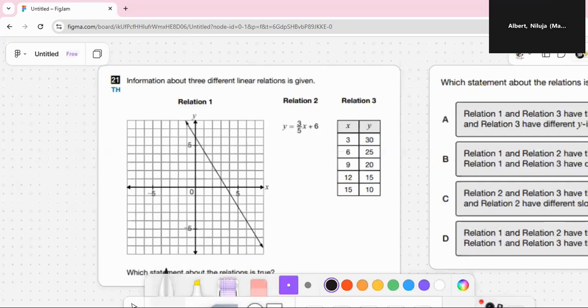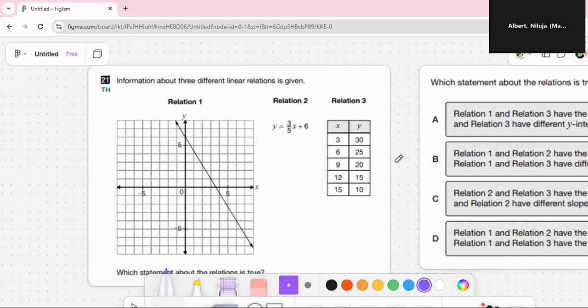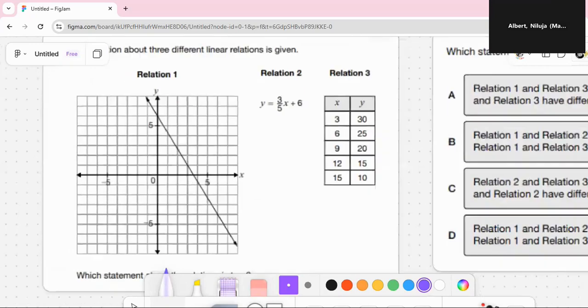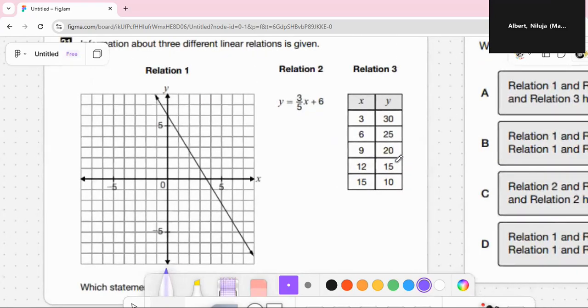We're back to linear relationships, and we can see we have three different relationships: a table of values, an equation, and a graph. And we have to figure out which of the statements are true. So it makes the most sense when you have a question like this to try to identify the slope and the y-intercept where possible. Now for relation number 3, it's very simple because we have an equation. So I can see from the equation that my slope is equal to 3 over 5 and b is equal to 6.